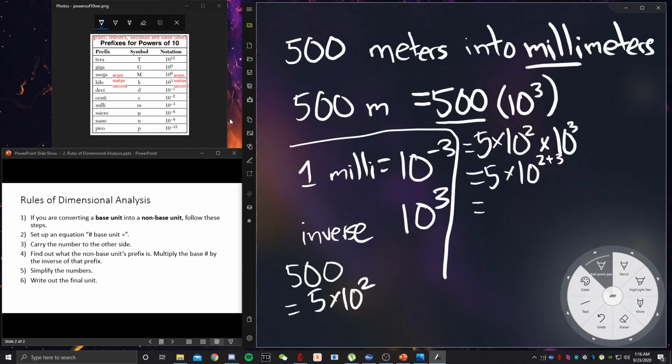So 5 times 10 to the 5, and you're going to write out your final unit. Your final unit is millimeters. So there are 5 times 10 to the 5 millimeters in 500 meters. All right. That's it, guys. Again, if you're doing base unit into non-base unit, you multiply the base number by the inverse. If you're doing non-base into base, you just multiply it by the notation, the regular notation.